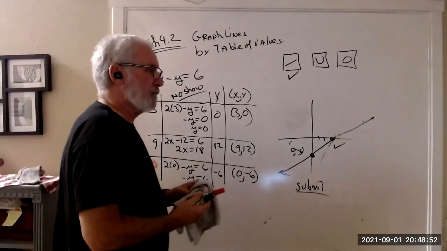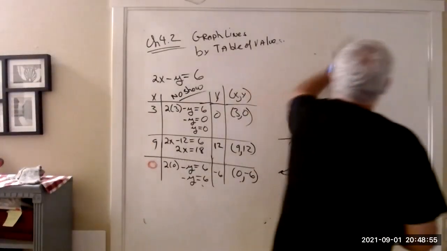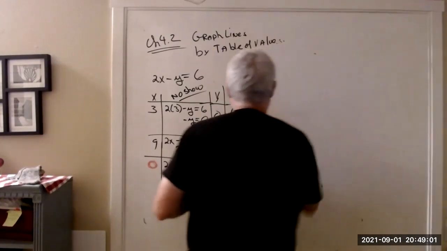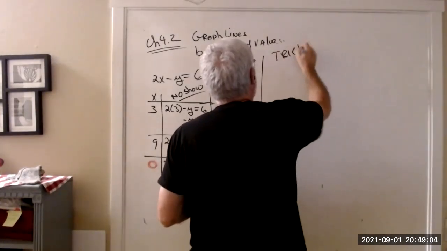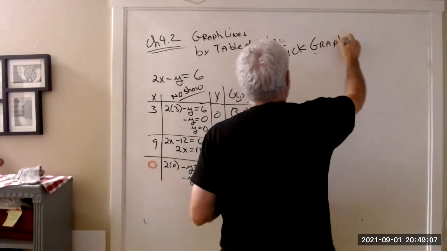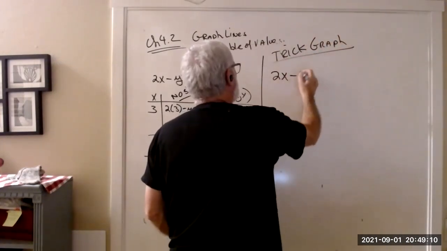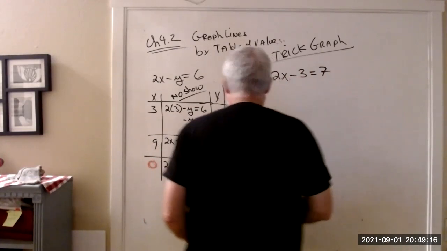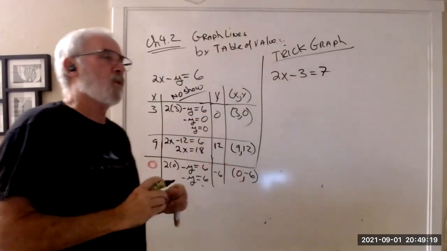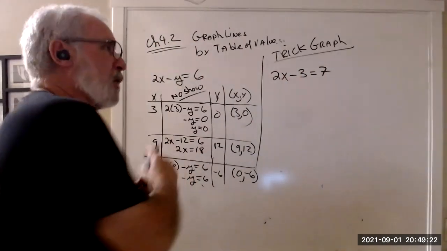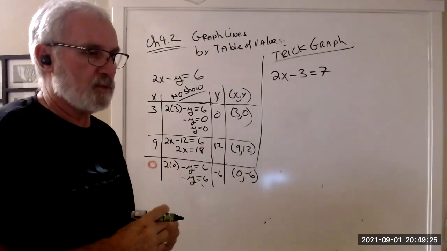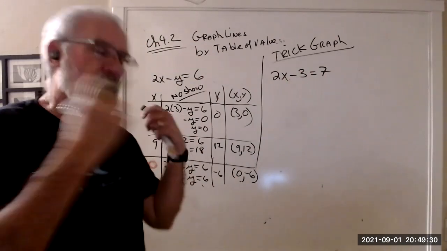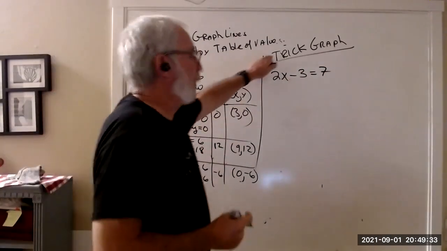It takes some learning. Okay, now there's some trick questions. Trick graphs. 2x minus 3 equals 7. What's wrong with that equation in this chapter? There's no Y. Good, there's no Y. That's why it's a trick graph.